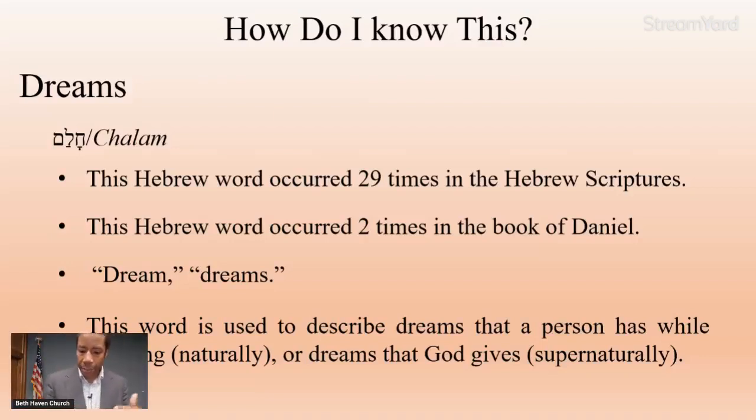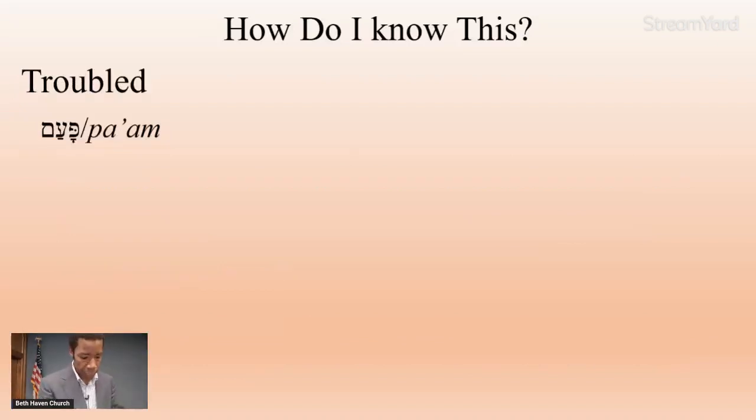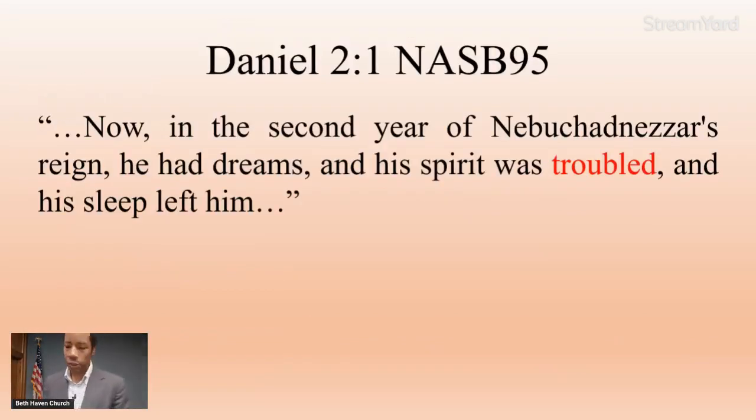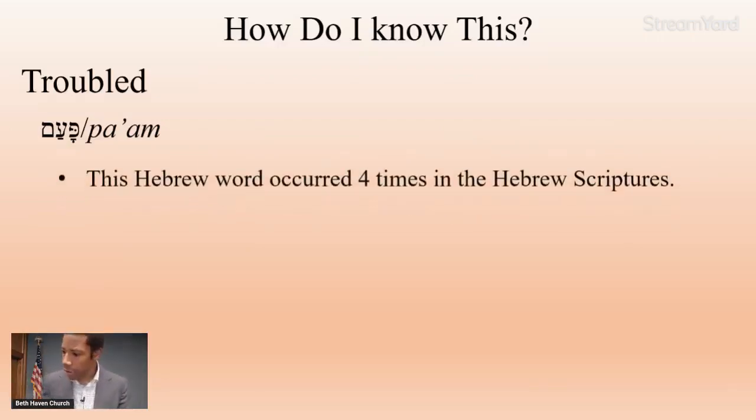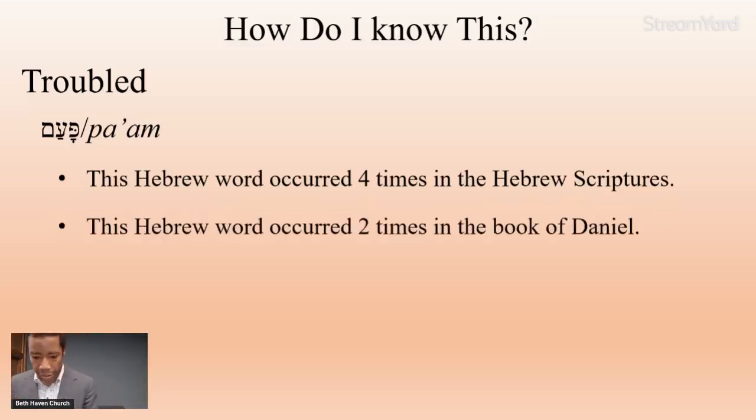Now, because Nebuchadnezzar had these particular dreams, we see the state or the disposition of Nebuchadnezzar. It says that his spirit was troubled and his sleep left him. He could not get any sleep. This kind of left him having insomnia, thinking about what he just witnessed. This word here, troubled, is paam. 4 times it occurs in the Hebrew scriptures, and it occurs twice in the book of Daniel.